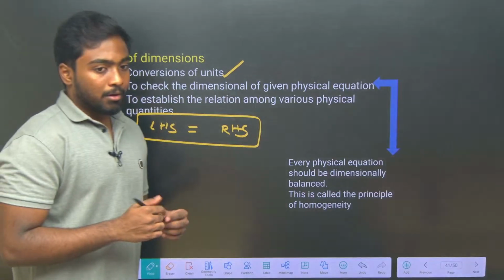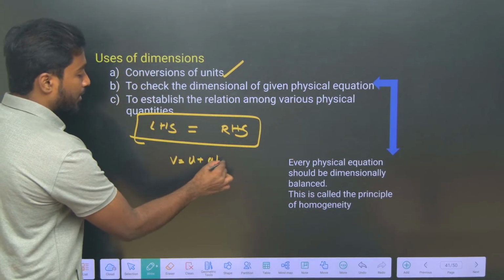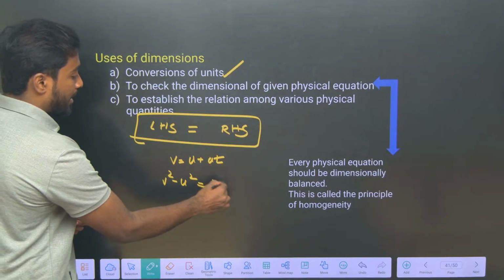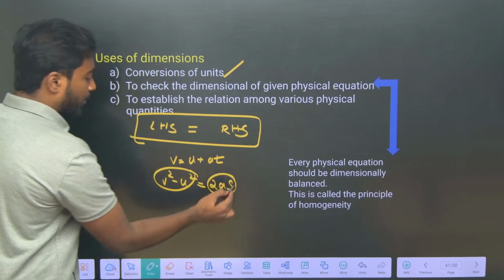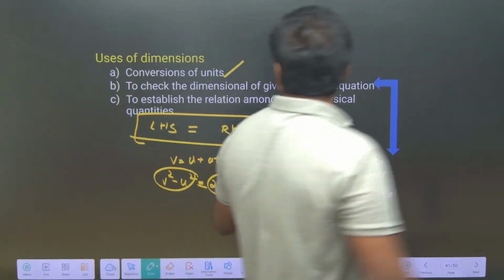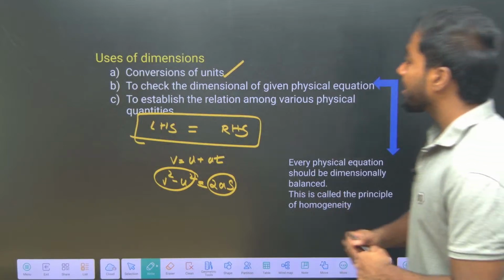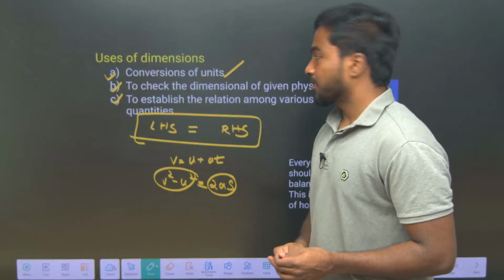So the kinematic equations we have seen: v equals u plus at, and v squared minus u squared equals 2as. Yes, no? So if the units on both sides are equal only, I can say both are equal. For that, to establish the relation among various physical quantities, there are three things we can say for the use of dimensions.